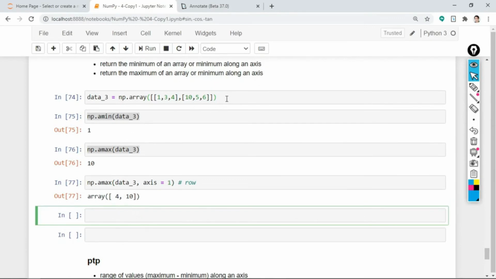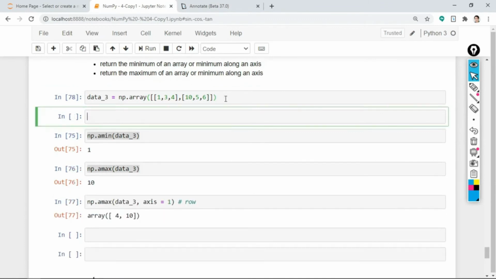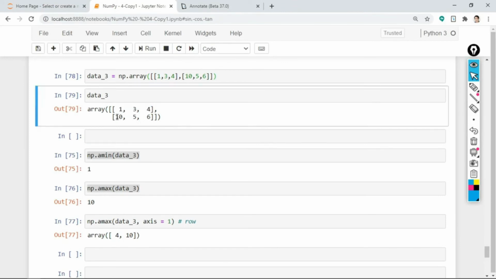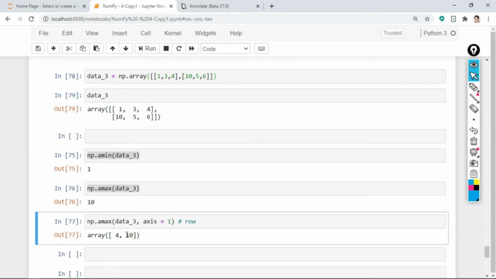So why? Again, if you execute this one and look at data 3, we're on the row. In terms of row, the highest here is 4. In terms of row, the highest here is 10.